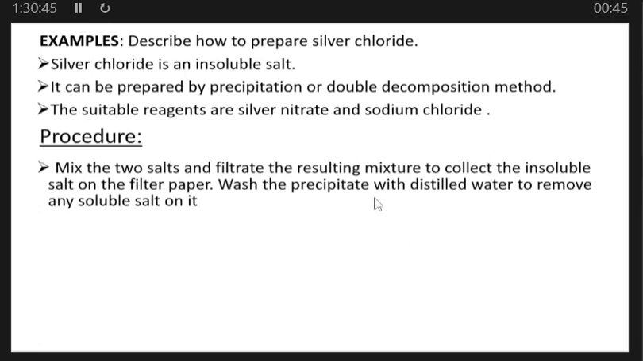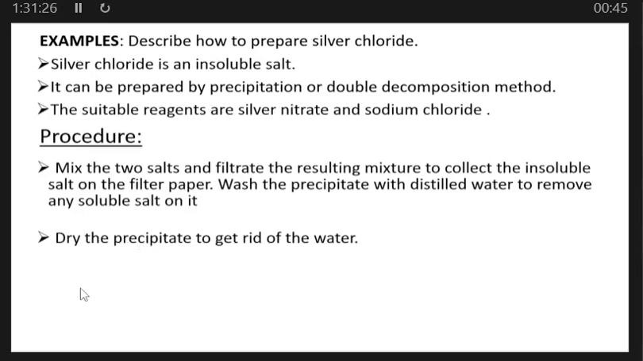Then wash the precipitate, the same insoluble salt we are calling a precipitate, with distilled water to remove any soluble salt on it. Any soluble salt like the sodium nitrate that may cling to the surface must be washed out by distilled water. All right. Then the next step: dry the precipitate to get rid of the water. So you dry the precipitate that you have washed with water so that the water is removed. All right. So that's what happens. So you remain with your salt now.